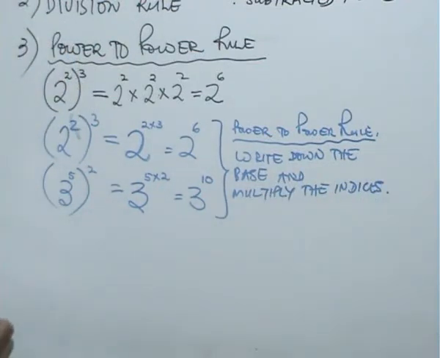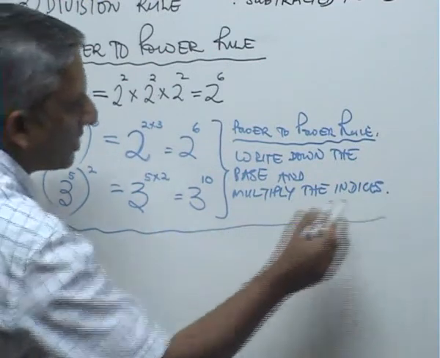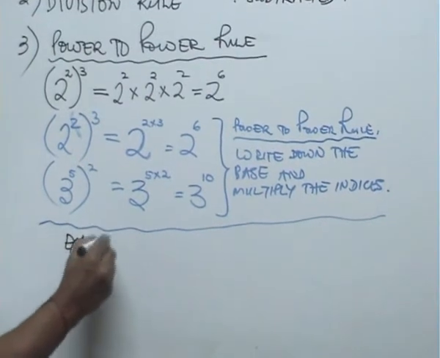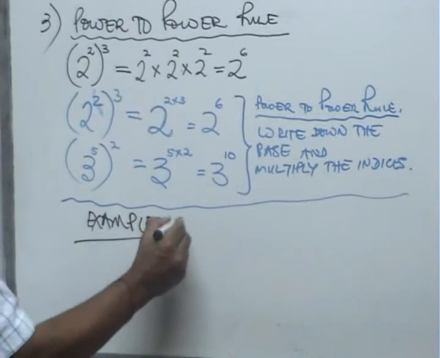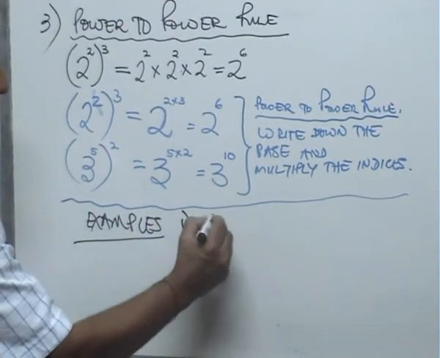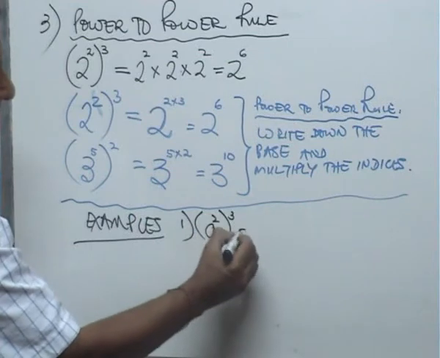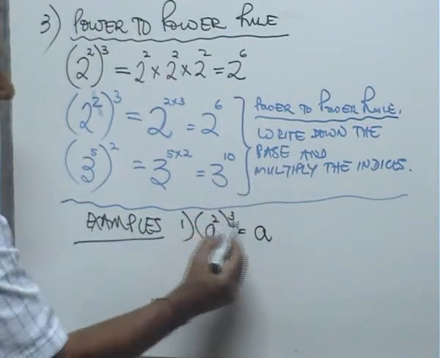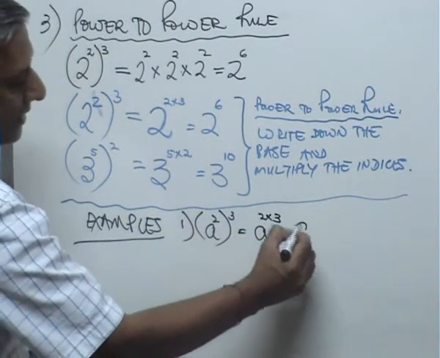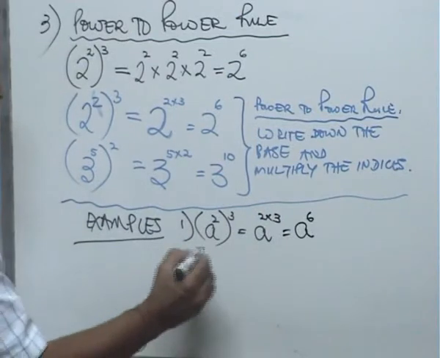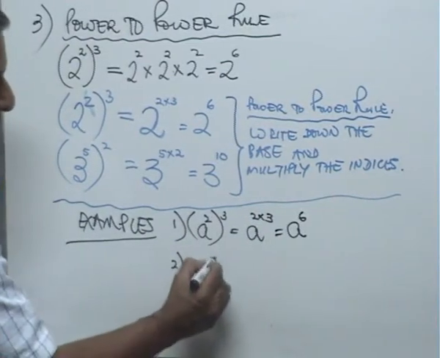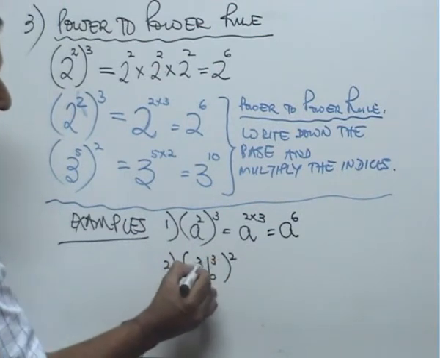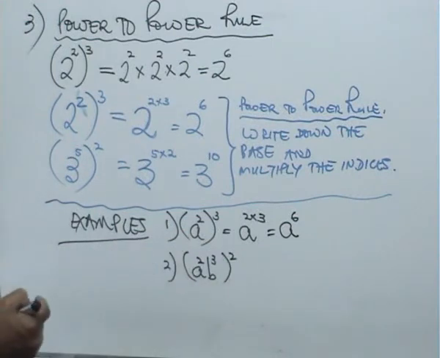All right. So let's do a few more examples. So if I had a squared all cubed, then this is a power to power. I'll just write down the base one time and multiply the indices 2 times 3, and I'll get a to the 6. Now, very important thing. If you have 2 powers inside, now you've got 2 powers inside and you've got a power outside.